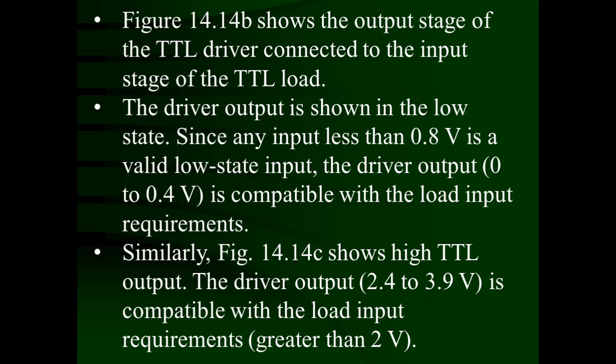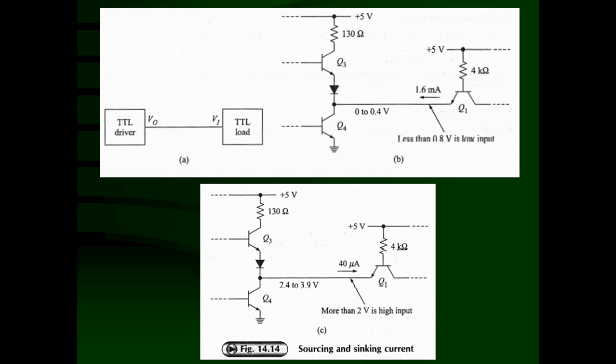The driver output is shown in the low state. Since any input voltage less than 0.8 volt is a valid low state input, the driver output in the worst conditions, in the range from 0 to 0.4 volt, is compatible with the load input requirements. Similarly, figure 14-14c shows a high TTL output. The driver output is from 2.4 volt to 3.9 volt, which is compatible with the load input requirement, which must be greater than 2 volt.